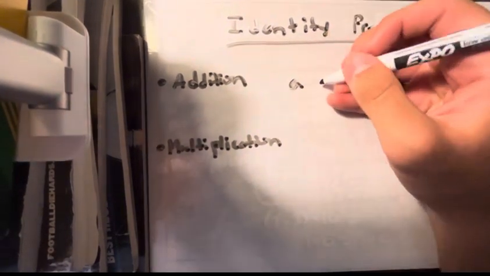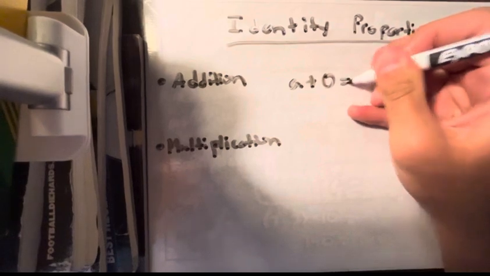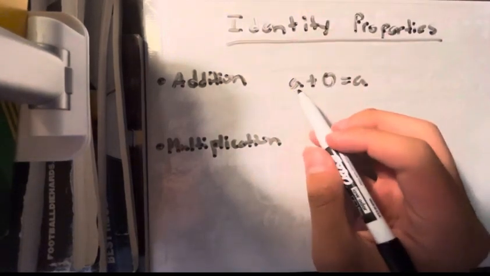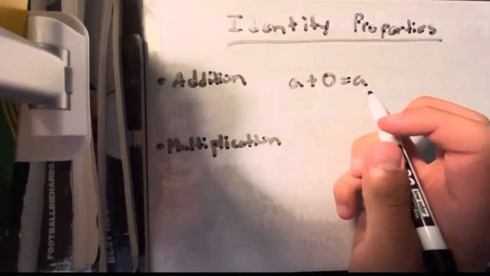But for these identity properties, we're going to have a certain number on one side of the equation, and it is going to give you the exact same number on the opposite side of the equation. And it has no effect on your answer. So we have any number A for the addition plus 0 equals the number A. Very, very simple. You just plug in any real number, add it with 0, and you still get that number.